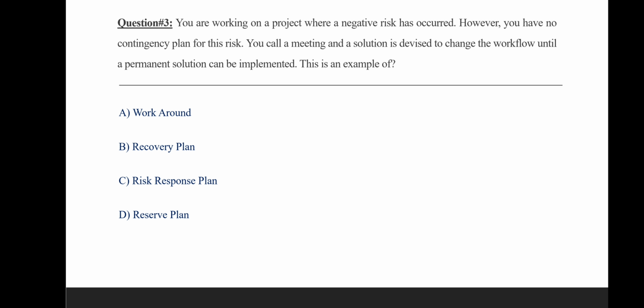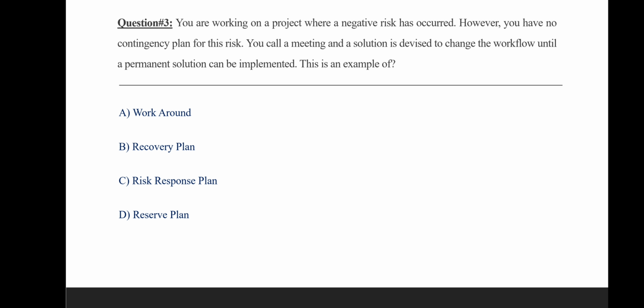You are working on a project where a negative risk has occurred. However, you have no contingency plan for this risk. You call a meeting and a solution is devised to change the workflow until a permanent solution can be implemented. This is an example of workaround, recovery plan, risk response plan, and reserve plan.